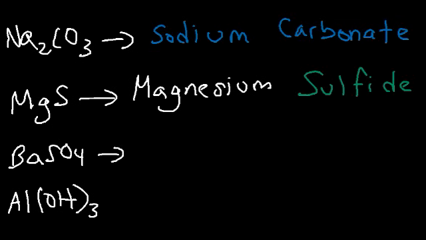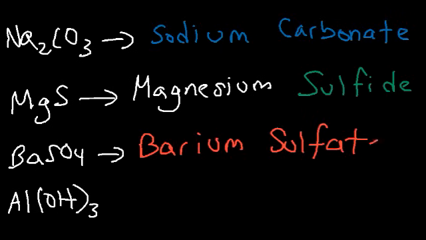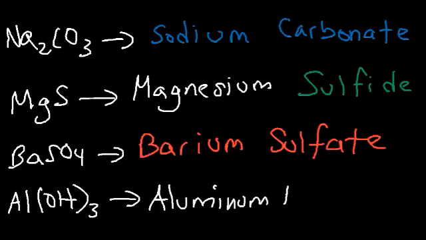Ba is known as barium, and SO4 2- is a polyatomic ion called sulfate, so it's barium sulfate. And the last one, Al, is aluminum, and the OH part is hydroxide, so combined, it's simply aluminum hydroxide.